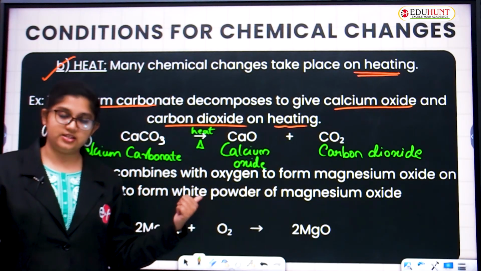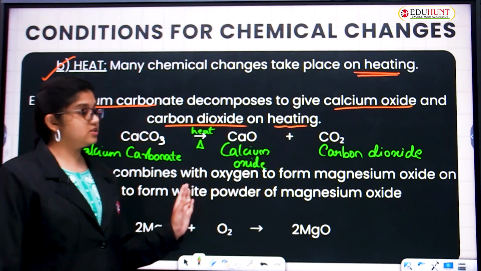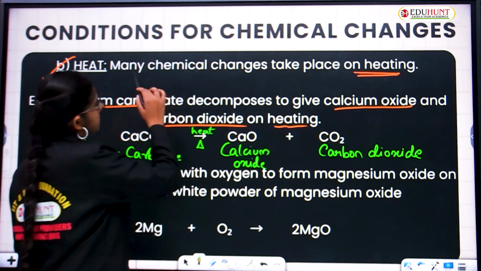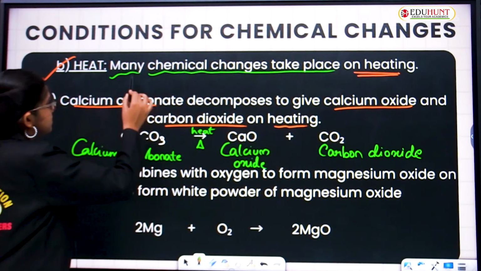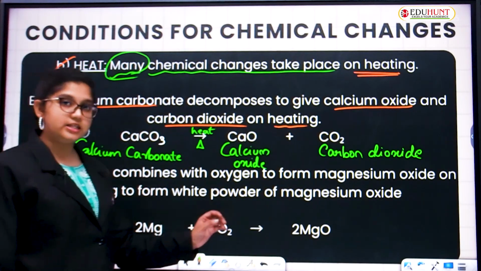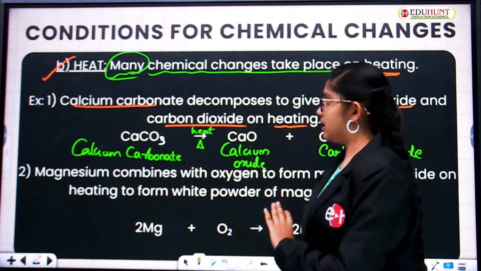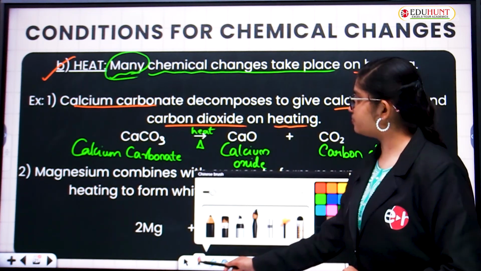So chemical reactions happen like this. Not only this, we have so many examples. As mentioned here, many chemical changes take place on heating. So there are many chemical changes which involve a heating process for the chemical reaction to go on. This is an example for heat. So next we have the third one.